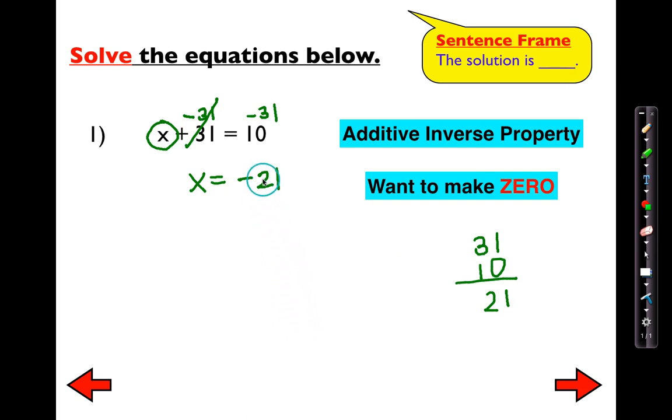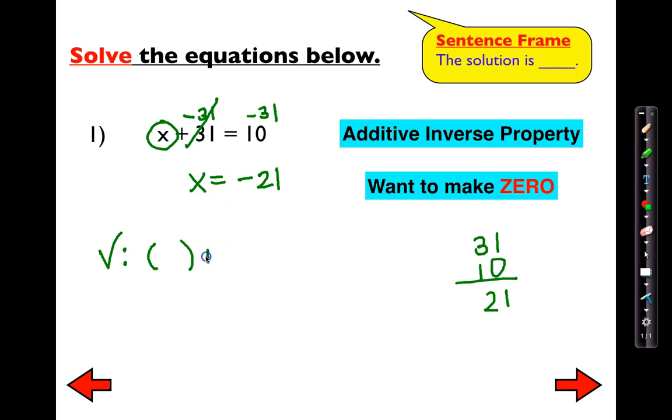Now, some of you are going to think that you're done, but I'm going to give you another step. I want you to check your work and make sure that your answer is correct. How do we check our work? Well, we're going to start with the original equation, but instead of putting an x, I'm just going to put parentheses, and I'll explain why I do that.